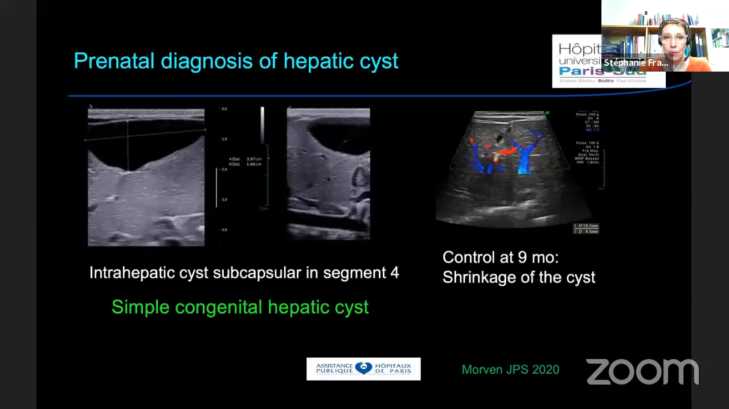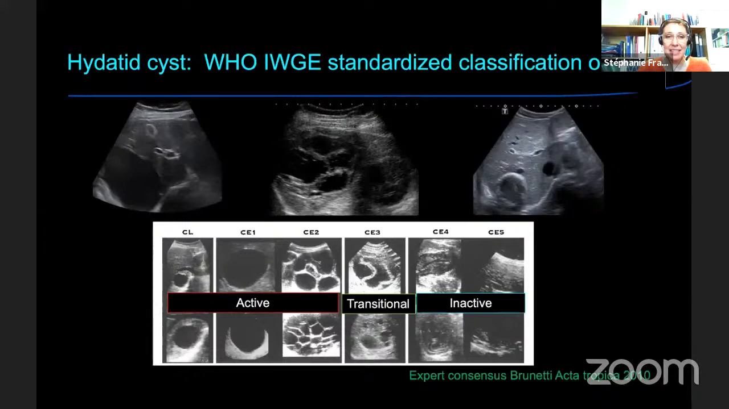I won't talk a lot about hepatic cysts. We don't have much in France, but I know that in some countries it's a real daily problem. And you know that ultrasound is the base for the classification of those lesions to distinguish active lesions from transitional lesions and inactive lesions.